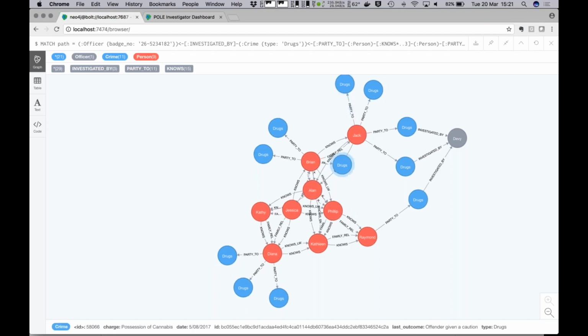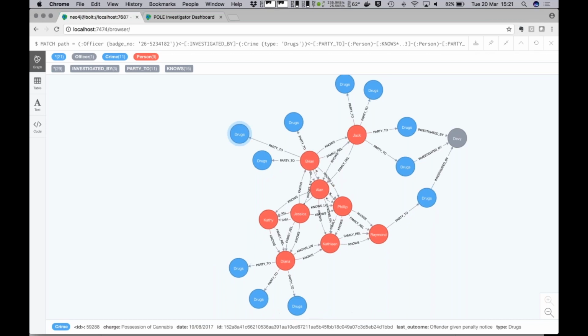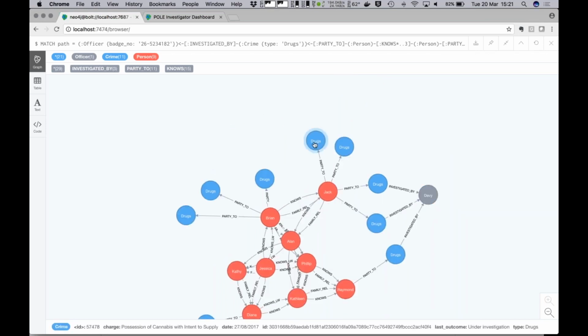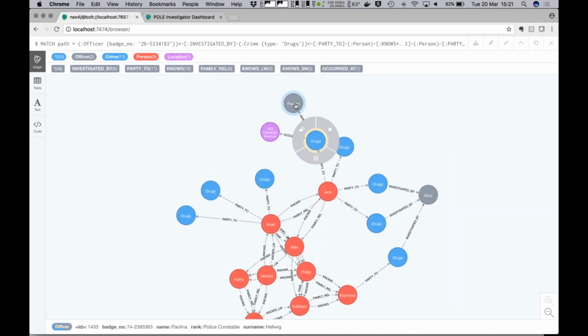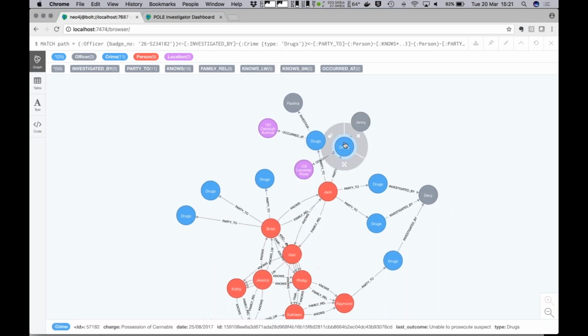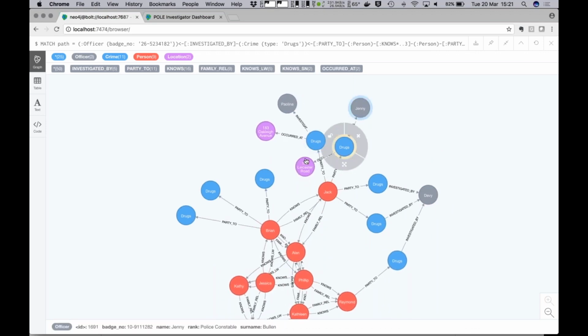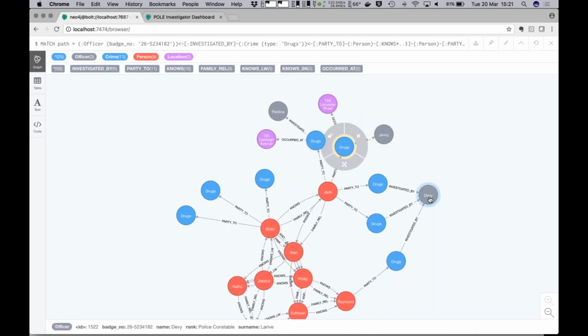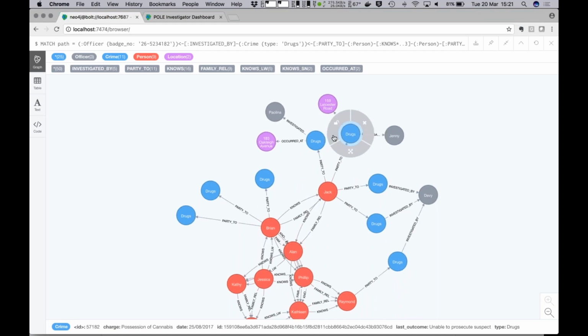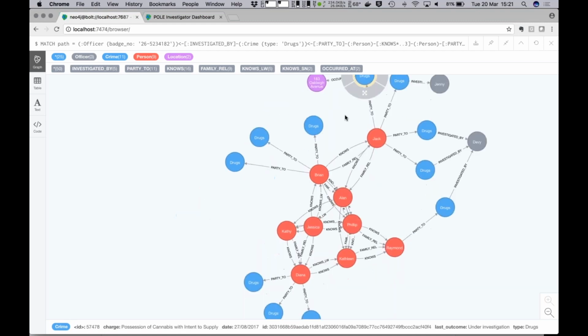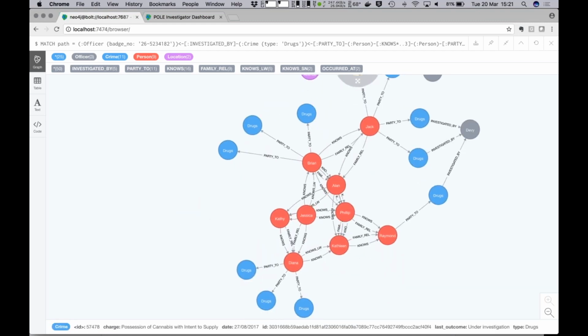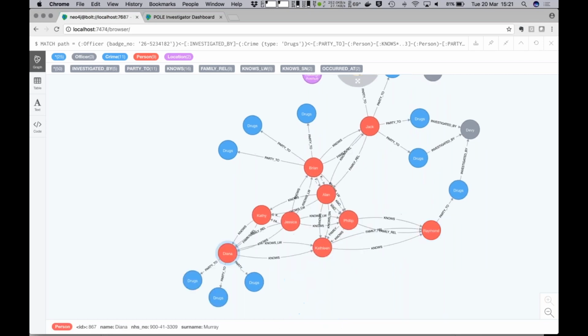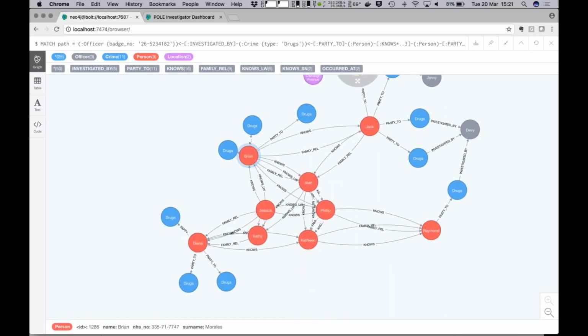But because those aren't associated with our officer, they would be linked to another one, presumably. So here we have Officer Hellwig, and here we have Officer Bullen. So our officer, Officer Lee Reeve, would probably want to be in touch with those officers to find out a little bit more about these drugs crimes that Jack is related to. Here's Raymond's. We can see there's some new people associated with drugs crimes here.